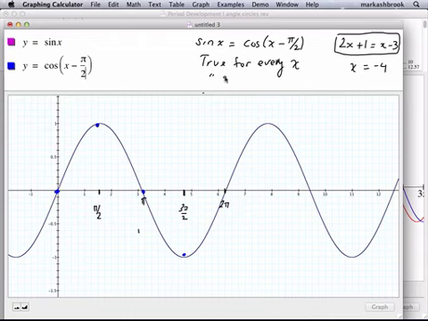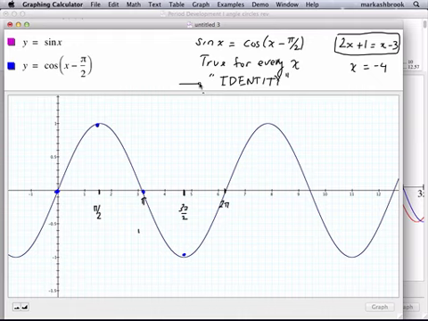That's what that is. That special type of equation is called an identity. An identity is a special equation that's true for every value of the unknown, x. And you're seeing that by the fact that the graphs sit on top of each other. No matter what x value you pick, the sine is the same as the cosine of x minus pi over 2.